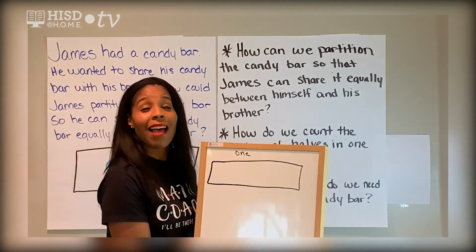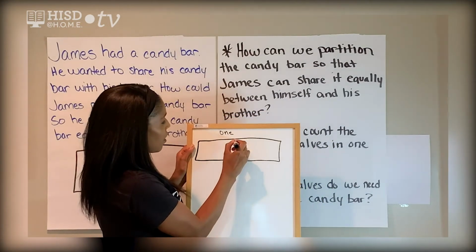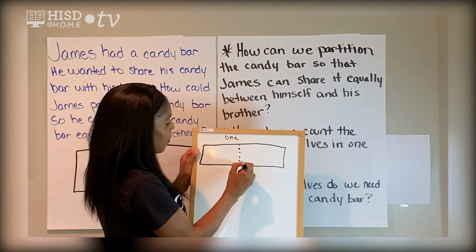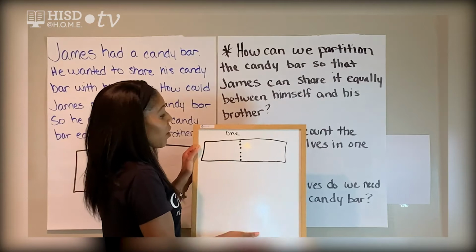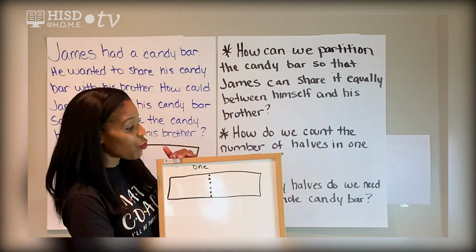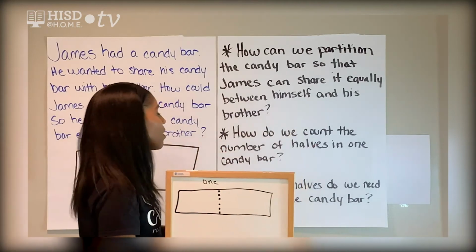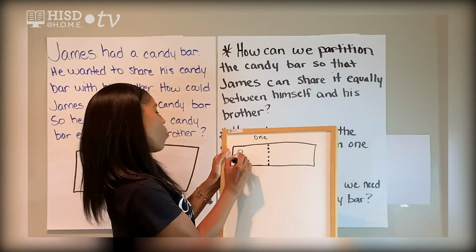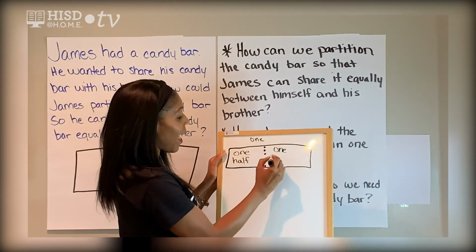I'm going to use those same dotted lines that I used earlier. I'm going to start here in the center, and I'm going to use dotted lines to draw down the center of my rectangle. There's my dotted lines. So with me drawing my dotted lines, now that has given me an opportunity to have 2 parts. 2 equal parts. How do we count the number of halves in one candy bar? We count that by saying 1 half is another 1 half.